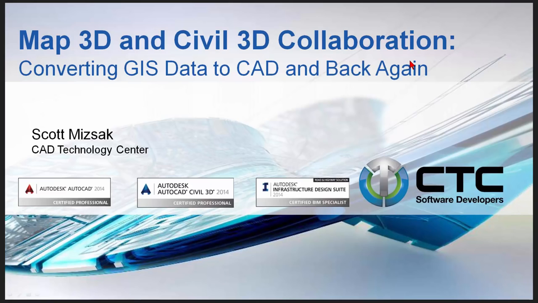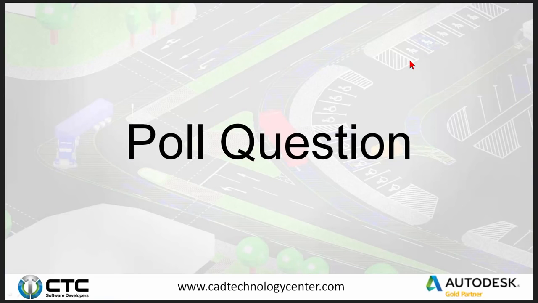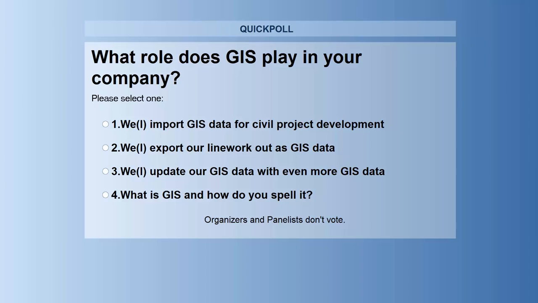Before we begin, I always like starting out with a wonderful poll. Today I have a poll that is, what role does GIS play in your company? We import GIS data for civil project development. So you actually will use GIS data when you're doing a civil project or maybe other projects besides civil. We export our line work out as GIS. So I might take center line of road shots that were done by your surveyors and actually turn that into GIS data. And then for those people that work with GIS, we update our GIS data with even more GIS data because we're GIS data geeks. And then the infamous, what is GIS and how do you spell it? I believe there is a silent P in GIS. I can't be confident though.